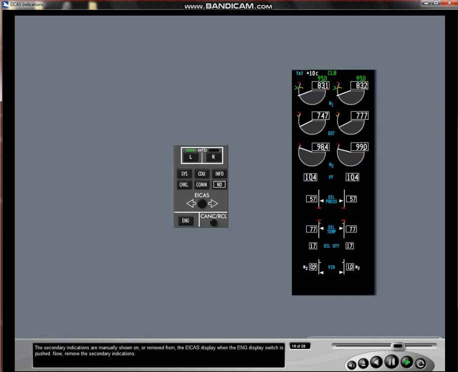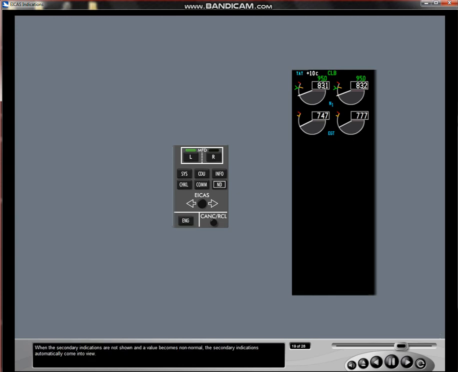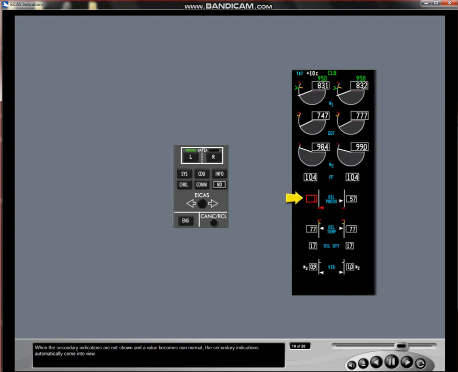The secondary indications are manually shown on or removed from the EICAS display when the engine display switch is pushed. Now, remove the secondary indications. When the secondary indications are not shown and a value becomes non-normal, the secondary indications automatically come into view. When this occurs, the secondary indications cannot be removed until the value goes back to normal.